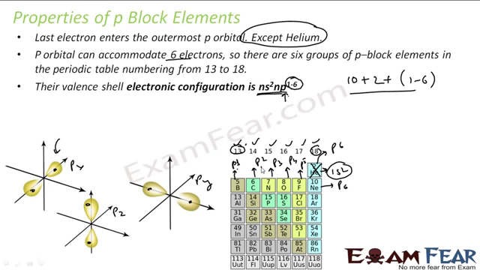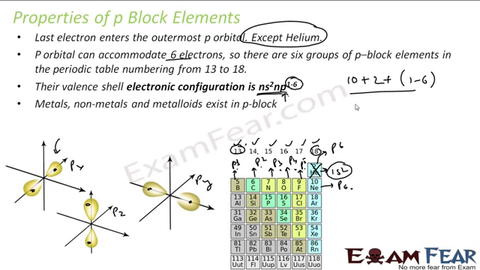Only 2 electrons in the P orbital, 12 plus 2, 14. 3 electrons in the P orbital, 12 plus 3, 15 group. 4 electrons in the P orbital, 12 plus 4, 16. 5 electrons in the P orbital, right? 12 plus 5, 17. 6 electrons in the P orbital, 12 plus 6, 18. Correct? There is a difference of 12 in this. Okay.